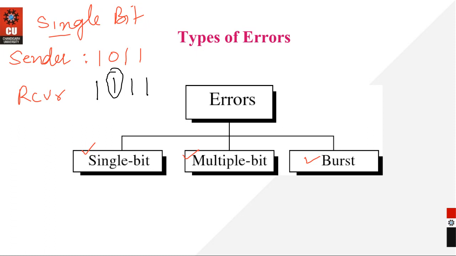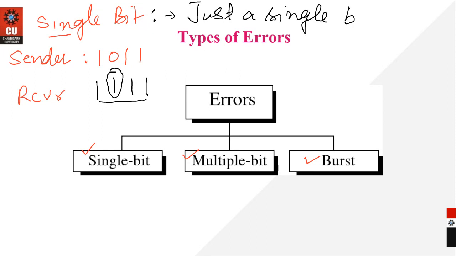Earlier the data was 1011. Now on the receiver side, the data received is 1111. So just one bit is impacted. So that is called your single bit error. What is a single bit error? When just a single bit of data is corrupted out of all the bits that you have got.